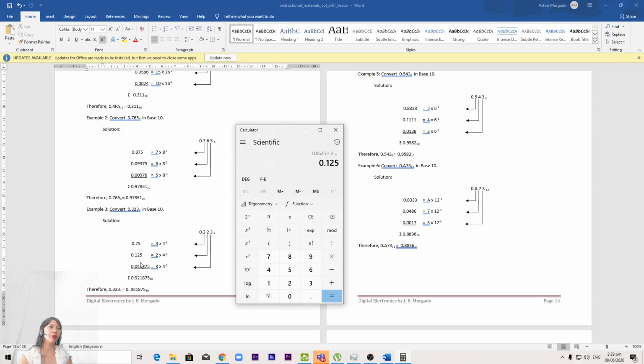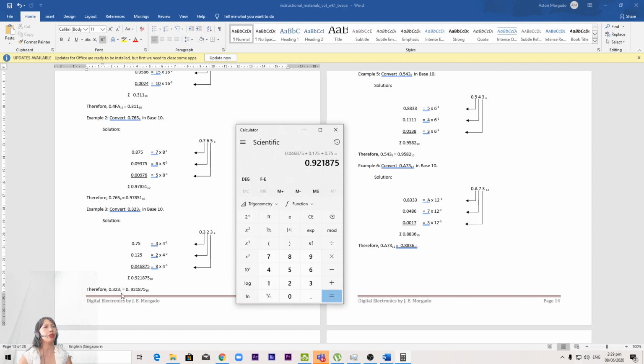Okay, so we have 0.125, and last we have 3 times 4 raised to negative 3. So 4 raised to negative 3, times 3. So we have 0.046875. Then let's add: 0.046875 plus 0.125 plus 0.75. So the answer is 0.921875 base 10.